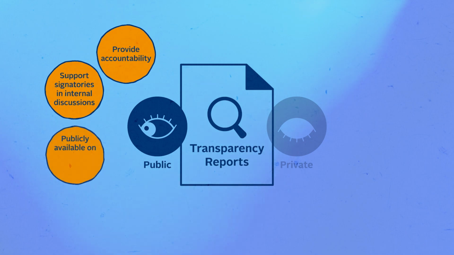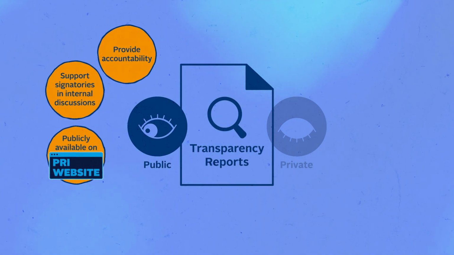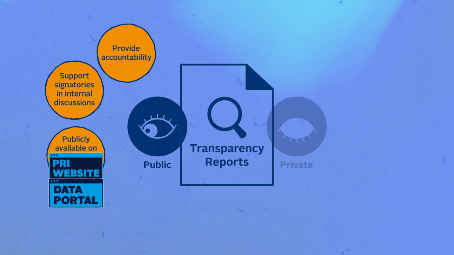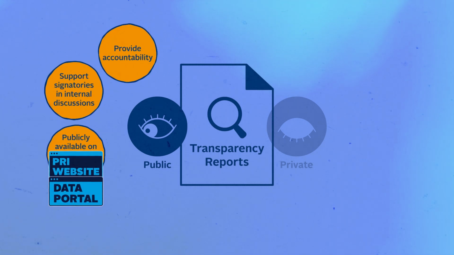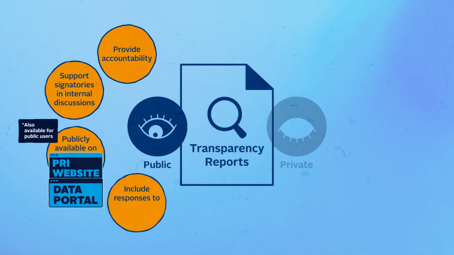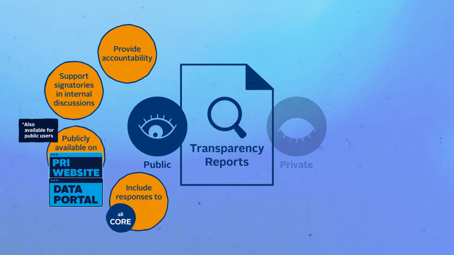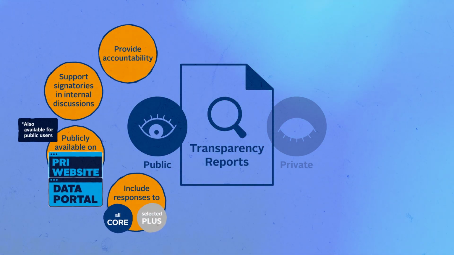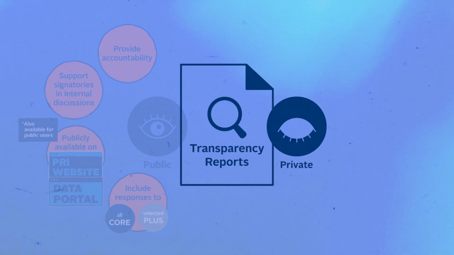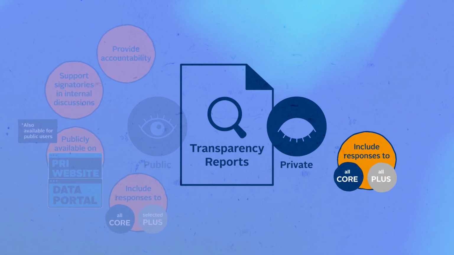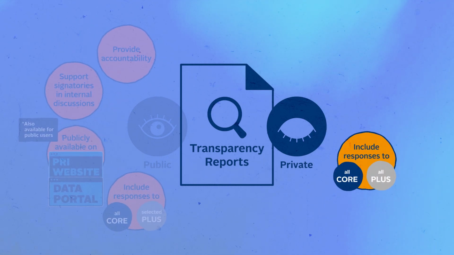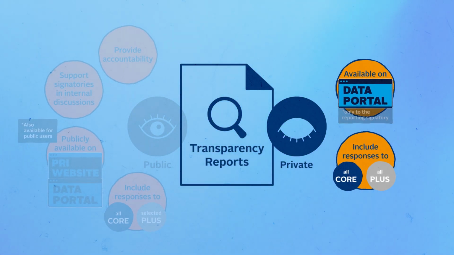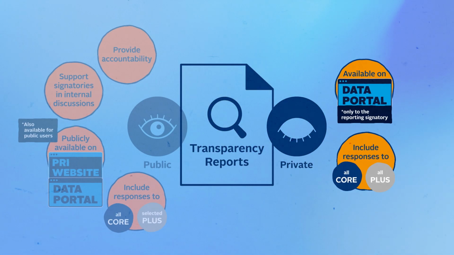They are publicly available on the PRI website from 2014 to 2020, and in the Data Portal from 2021 onwards for all signatories to view, and include all responses to core indicators as well as responses to plus indicators that signatories have agreed to make public. Private transparency reports include the same information, as well as any responses to plus indicators that have not been made public. They are only available to the reporting signatory on the Data Portal.